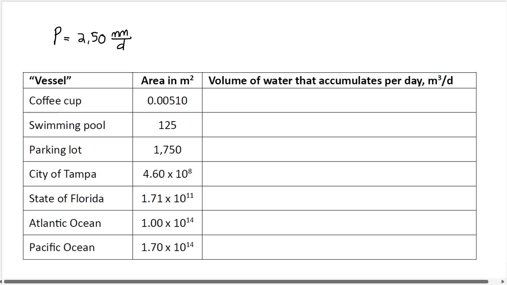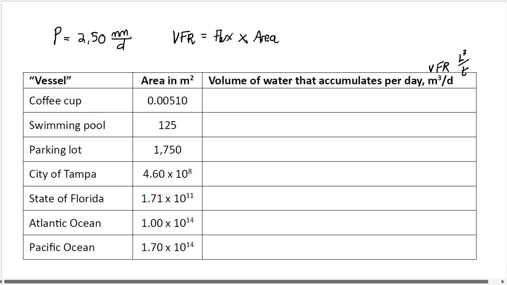It has dimensions of length per time, and we are asked to calculate the volume that accumulates in a day, or a volumetric flow rate. This is a volumetric flow rate in dimensions of length cubed or volume per time. So the way we go between a flux and a volumetric flow rate is, the formula is that the volumetric flow rate is equal to the flux times the area over which that flux is falling. So with this flux of 2.50 millimeters per day, we're going to multiply that times the areas of these various vessels into which the water is going to fall.